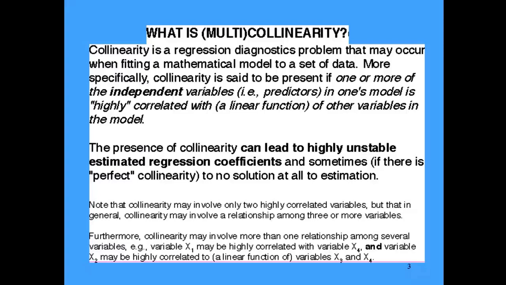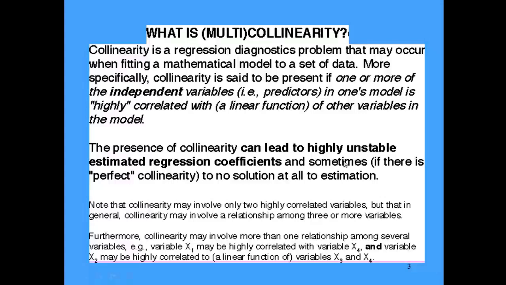A more general way is to say that because the variance is so much higher than it should be, you can't rely on that beta hat. You really can't put your trust in beta hat. And that also means if you go e to the beta hat to get an odds ratio, you can't rely on the odds ratio. That's another way of saying it. So that's the problem with collinearity.